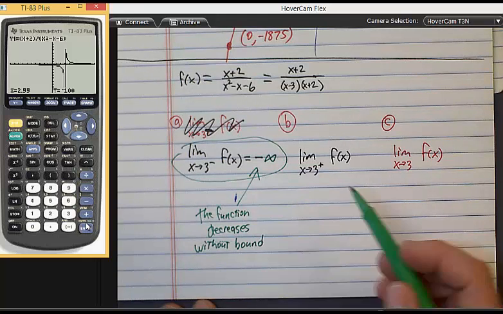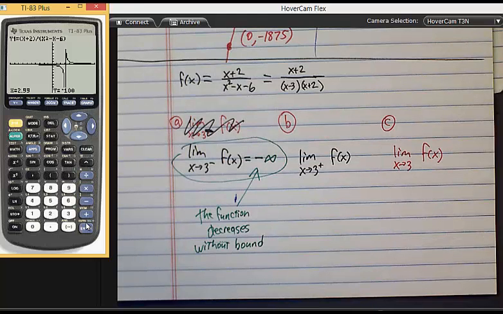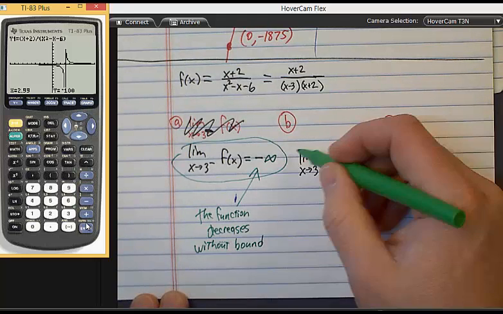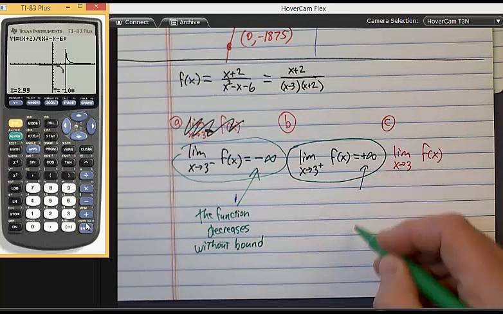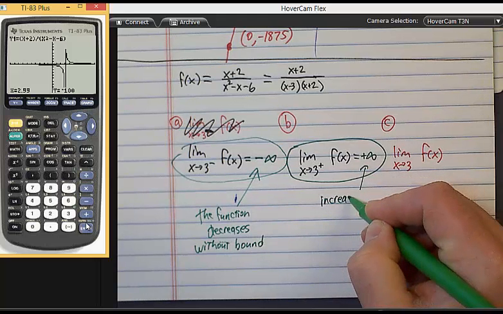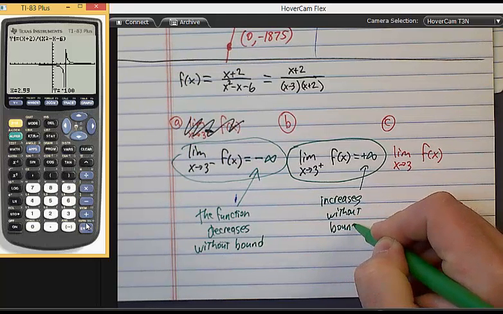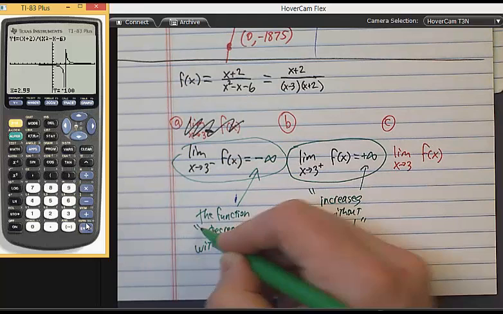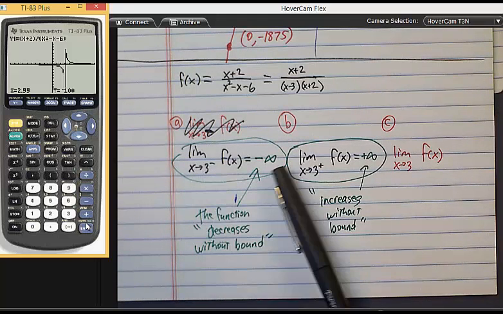Okay? But what about part B? Well, you can see from the picture again, if I put in something just to the right of 3, it's really big. And so I would say that this one is positive infinity. What do you think that really means? Well, you're probably right. Increases without bound. Decreases without bound or increases without bound, that's what it really means. Does that make sense to you guys? But again, there's a difference when I'm coming from the left side in this problem or from the right side in this problem.